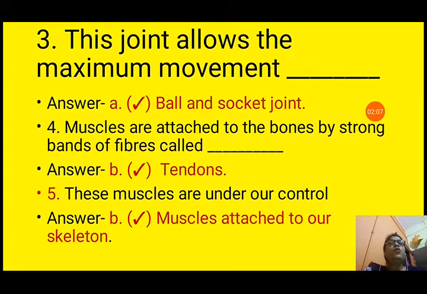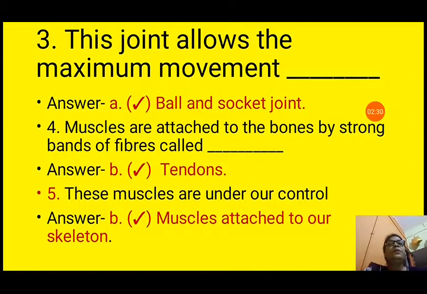Question number 4. Muscles are attached to the bones by strong bands of fibers. These are called: ribs, tendons, ligaments. We have seen that muscles are attached to the bones through a very strong fibrous band that is called tendons. So option B, tendons, is correct.